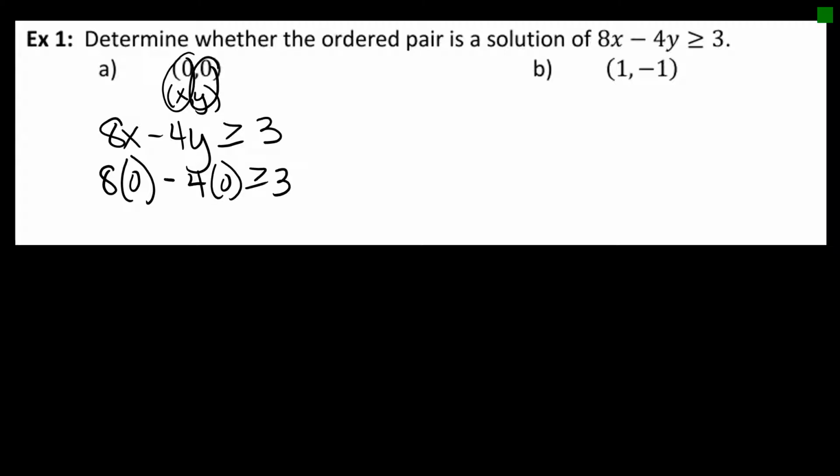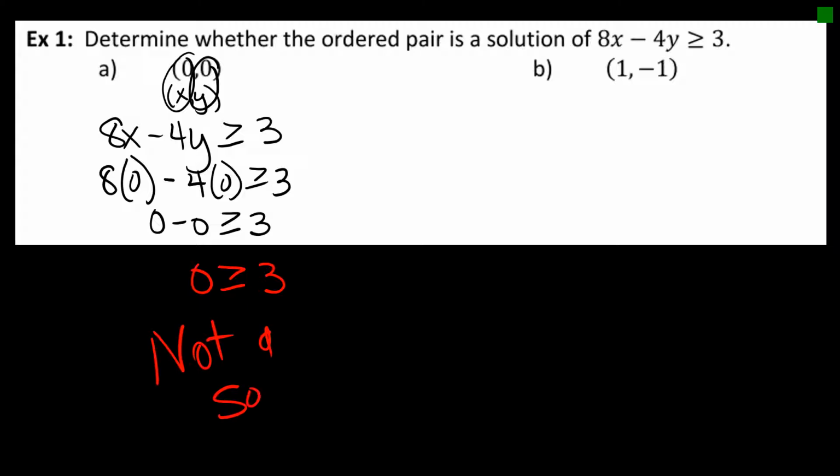and then I want to see if it's true. So I get 0 minus 0 is greater than or equal to 3. So, is 0 greater than or equal to 3? No. So this is not a solution. All right, so then I move on to the second one. So it's the same procedure.